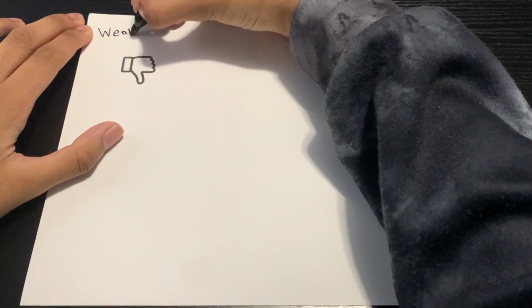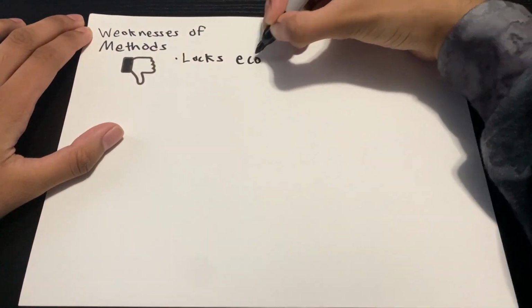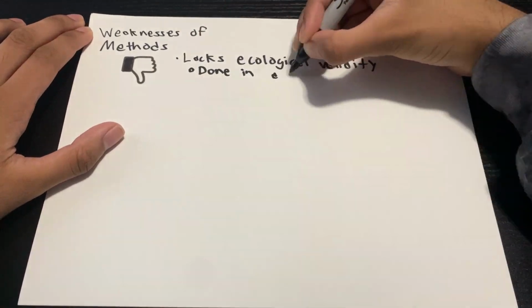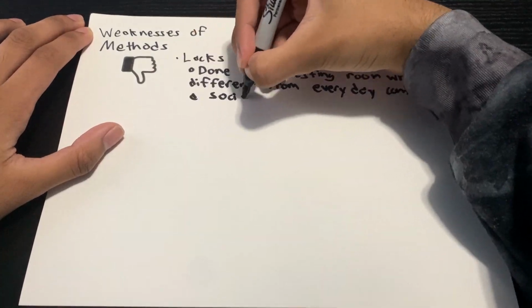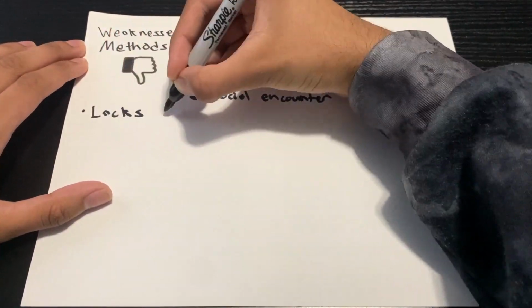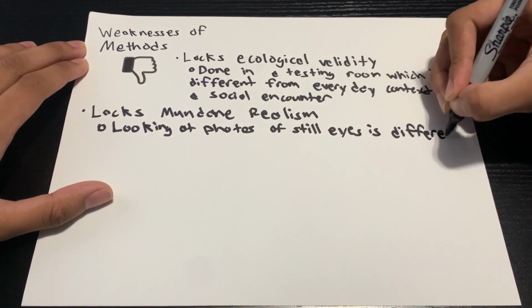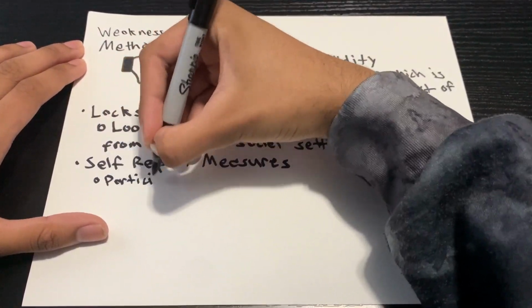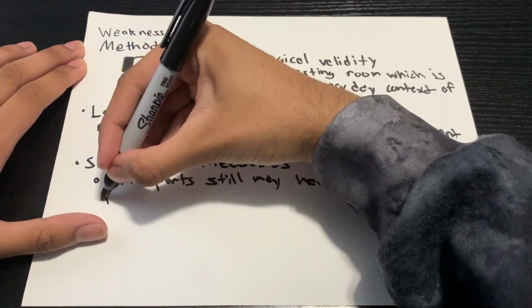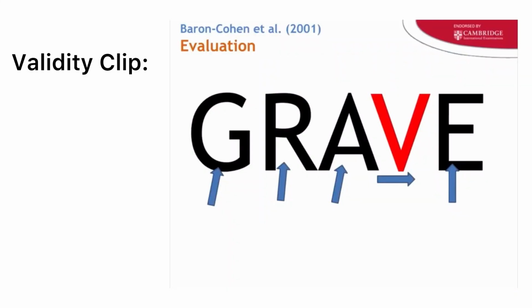Since the study was in an experimental testing environment, there were a few weaknesses. The first weakness is that the test lacks ecological validity since it was done in a testing room, which is different from the everyday context of a social encounter. Another weakness is that it lacks mundane realism, since looking at photos of still eyes is nothing like an actual social setting. And finally, since the study used self-report measures, participants may still have had socially desirable answers or misunderstood some of the questions.